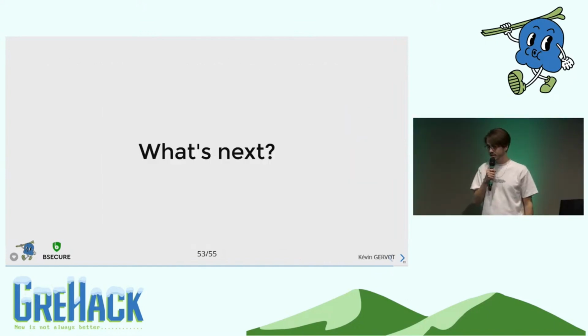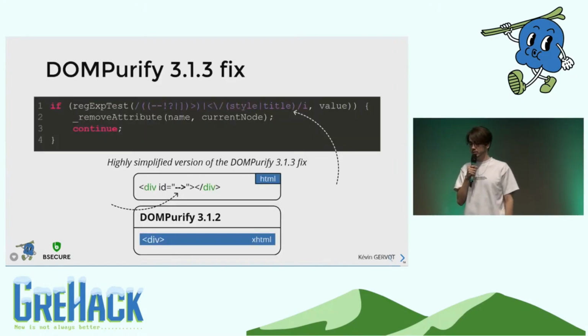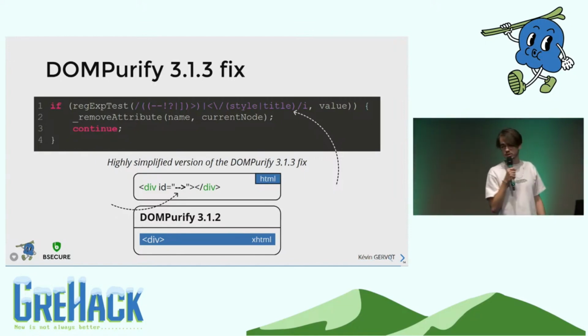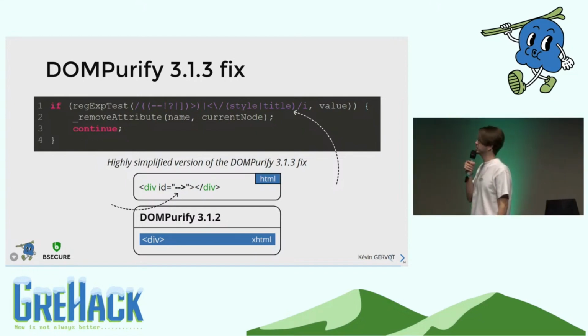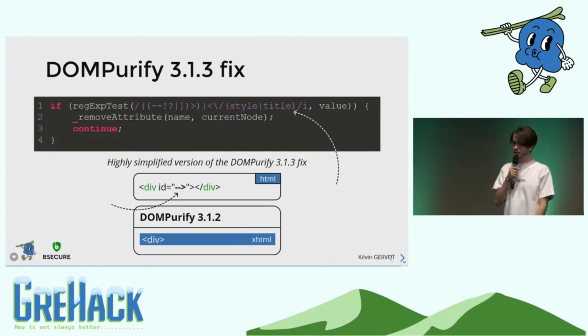So finally, what's next? To fix this issue also, Cure53 decided to put in place a specific regex, which you can find on the board. Essentially, they decided to stop allowing any kind of HTML comments, style tag or title tag closure within an attribute. This is huge because this was used in any mutation XSS bypass. So I think for the moment, at least, it will be really hard to bypass DOMPurify.